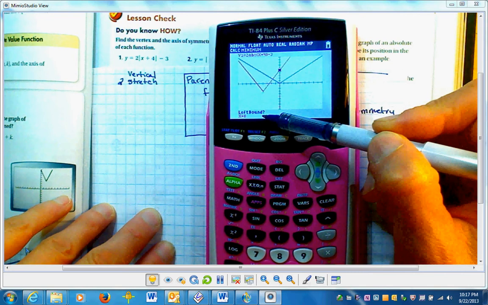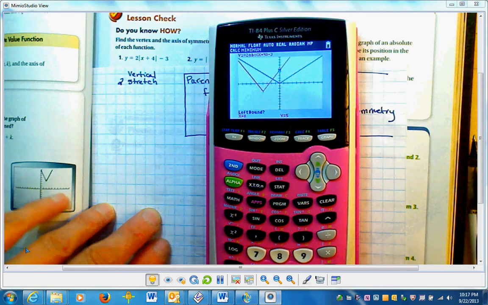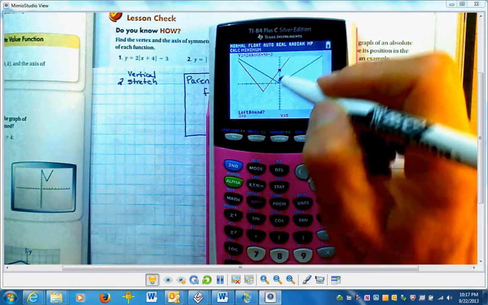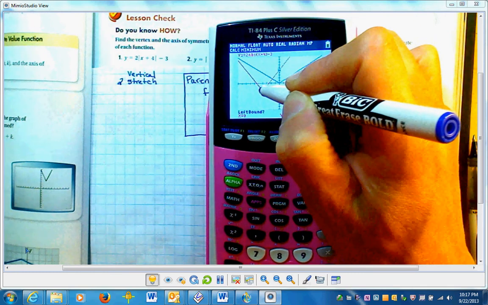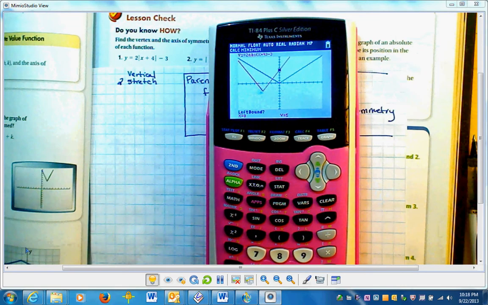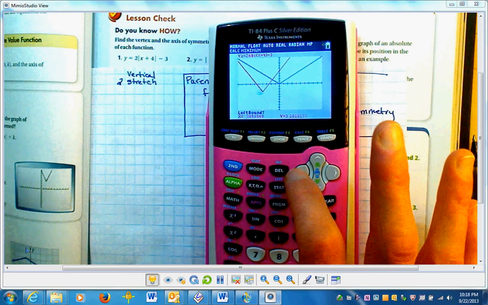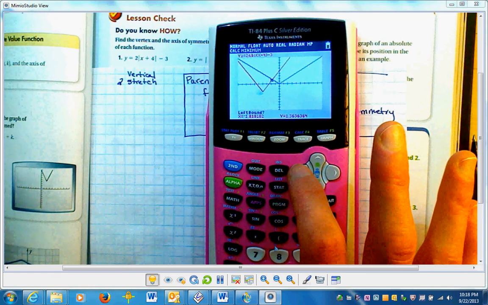It says left bound. What does that mean? Well, left bound means I want to be left of the point that I'm interested in. And the point that I'm interested in is right here. Okay? That point is where I'm interested in. So I'm going to move my cursor left to what I want.